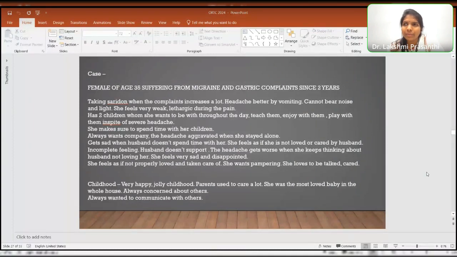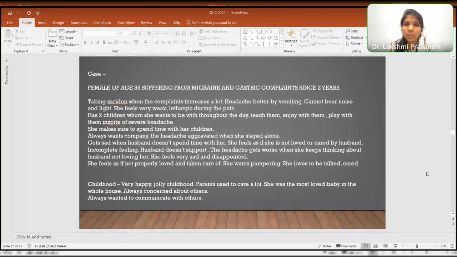When she was talking to me in the case, she was very much happy. She was of a jolly nature, being very friendly and very comfortable. That was very much peculiar of her. And in spite of headache, this type of jolly nature, she used to prefer having a good time with the children. She used to make sure that she's spending her time with children.